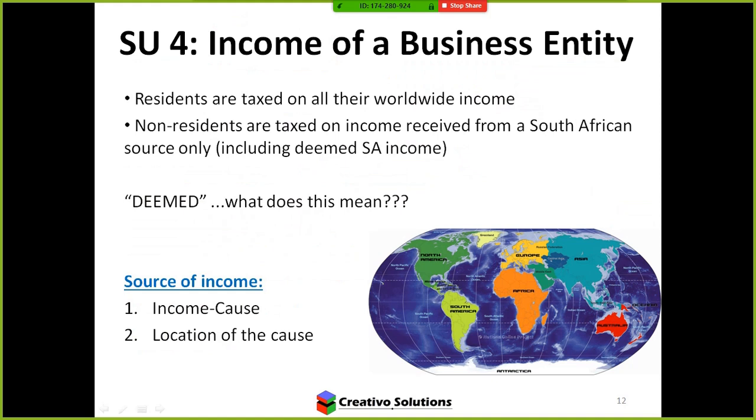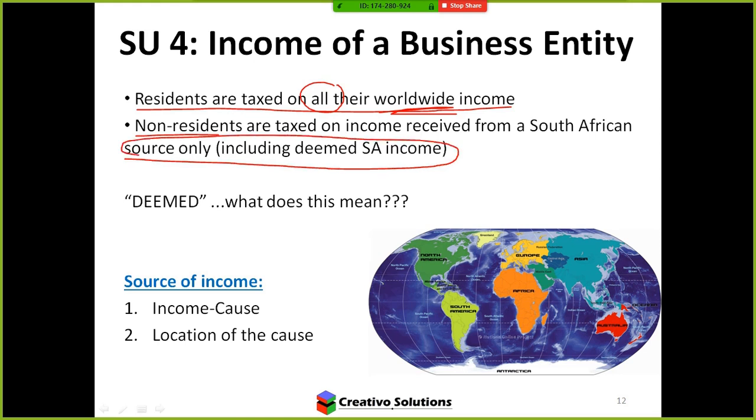Right, so residents we spoke about. There's the note in your slides. Residents are taxed on all of their worldwide income. Non residents only from a South African source. That's important. In other words, if I'm a non resident, I'm only going to get taxed on income that I derive in the country, and that's it.